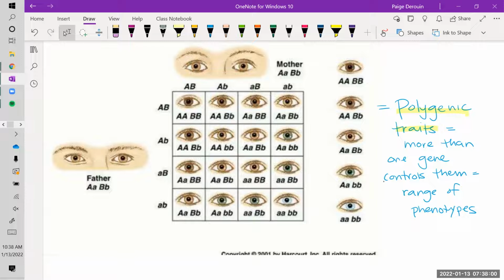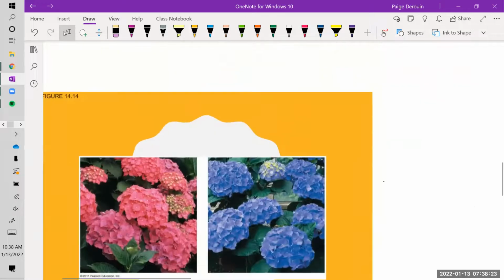If it wasn't polygenic and we're talking about height, it would be like you're 5'5" and you're 6'7", and that's what it is. And everyone's 5'5" or 6'7", except for environmental factors, and that's it. But no, there's many genes that are affecting that, plus environmental factors. So we get a large range. Okay, that's polygenic traits.